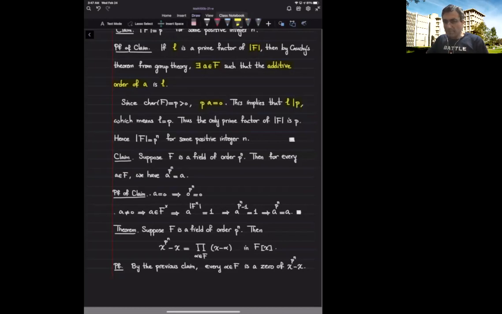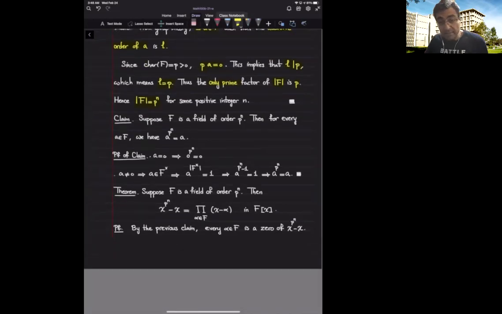But p is a prime number. So L dividing p implies that L is p. So we just showed that the only prime factor of the order of F is p. That means the order of F is a power of p, and that's exactly what we wanted to show. So again, the only prime factor of this is p, and from here I can deduce that the cardinality, or the order, of this finite field is definitely a power of p.